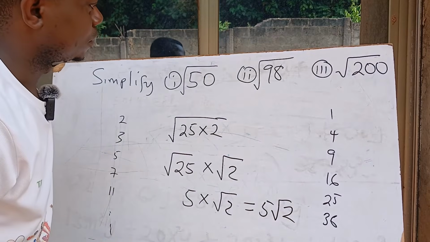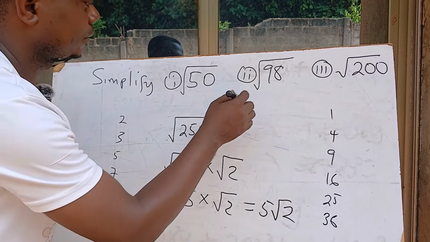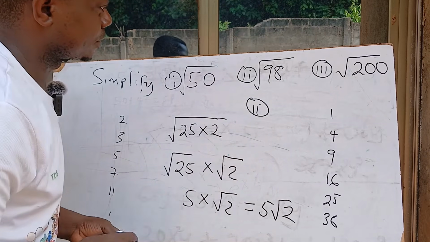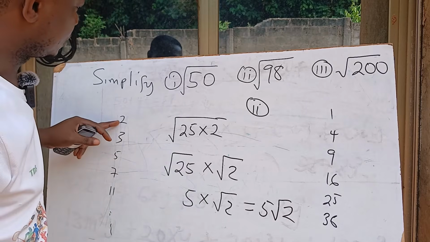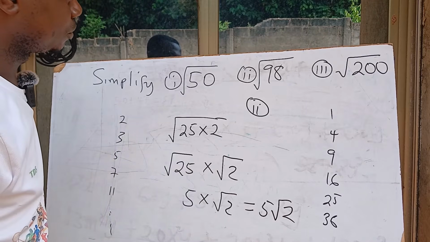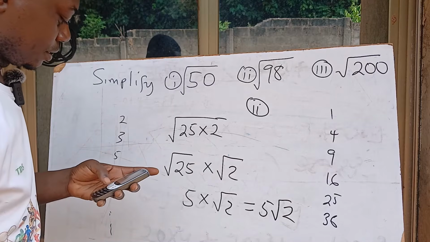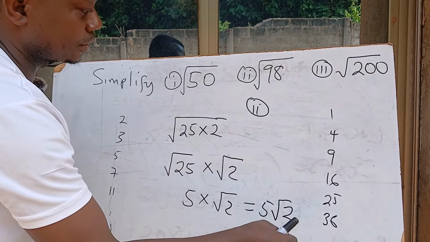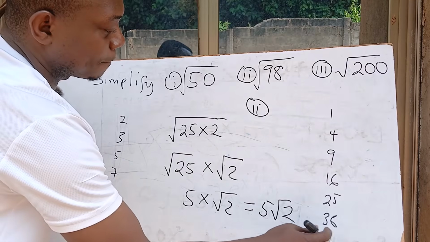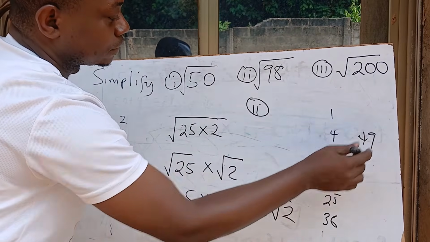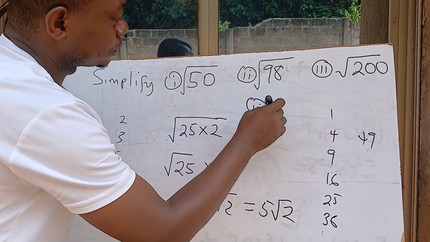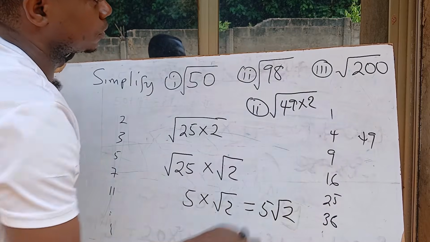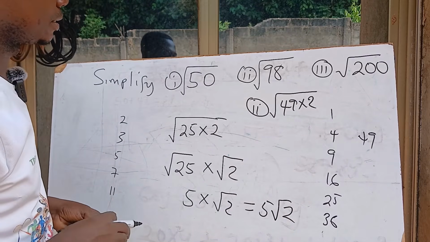Now let's go to the second one, square root of 98. Let's divide this by 2 and see. If I do that, I'll get 49. So 49 is a perfect square because 7 times 7 is 49. In place of this, I'll make it 49 times 2. 2 times 49 is 98.